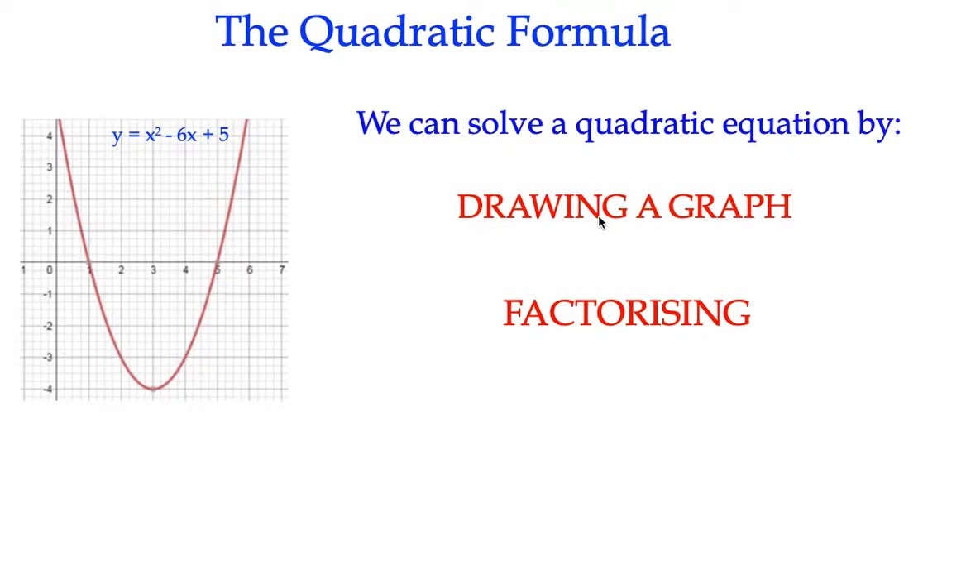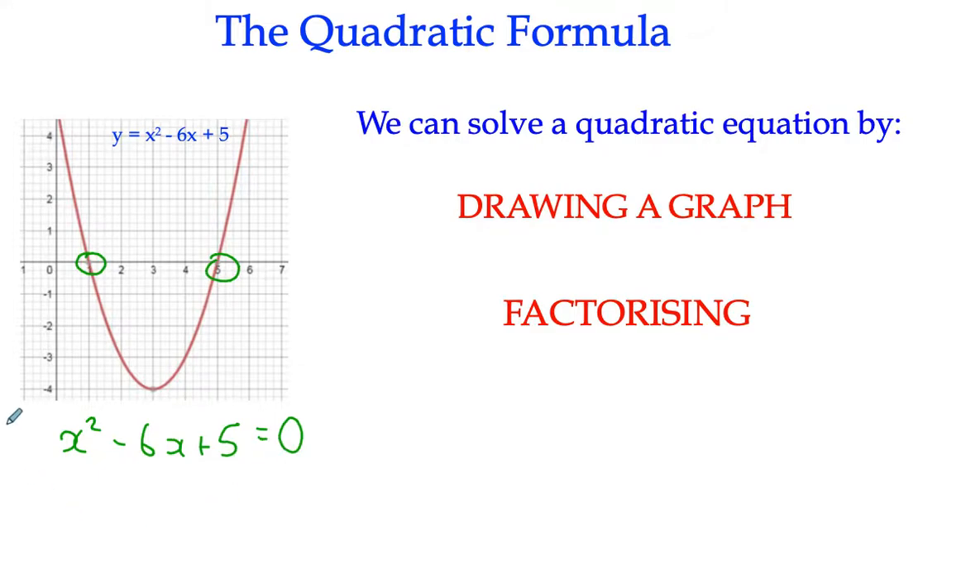So if you've been watching the other videos, you'll know that we could solve a quadratic equation by drawing a graph. And the good thing about that is that the solutions to the quadratic equation, as long as it's equal to 0, would be the roots here. So if I had the equation x squared minus 6x plus 5 equals 0, the solutions to that equation would be 1 and 5. We could also factorise sometimes.